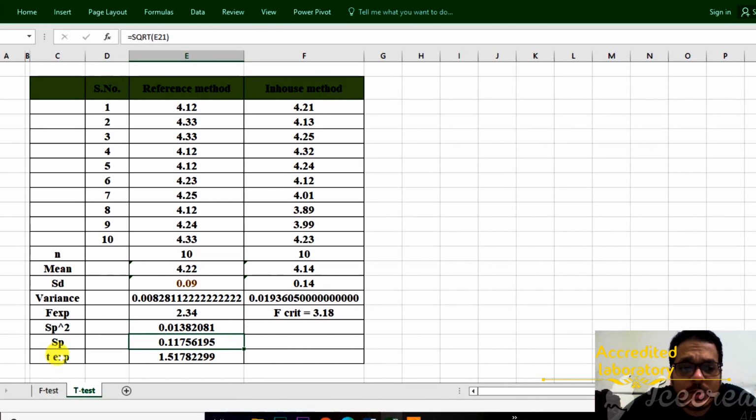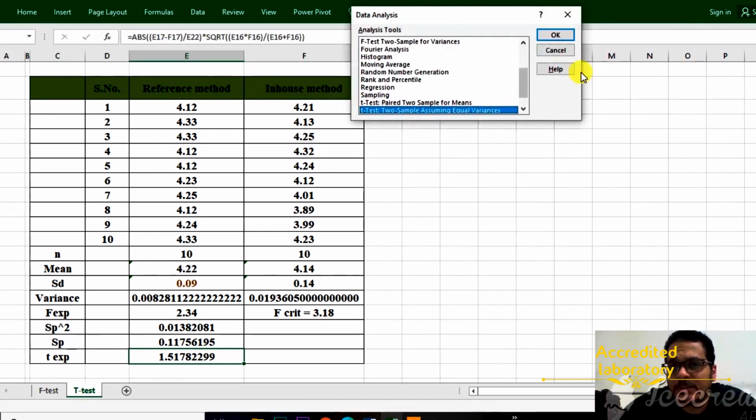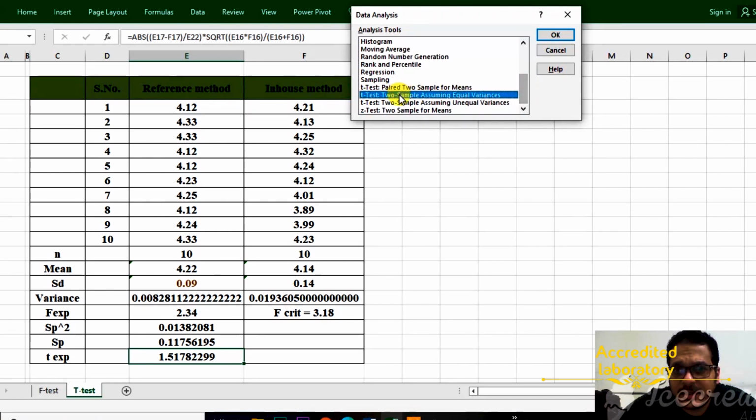And then we will calculate at the end T experiment, as we said in the equation: the absolute value of the average of group 1 minus the average of group 2 divided by Sp multiplied by the square root of N1 N2 divided by N1 plus N2. We got this number, 1.51. And we can calculate T experiment in an easier way using Data Analysis, as we explained in the previous lecture. T-test assuming equal variances.